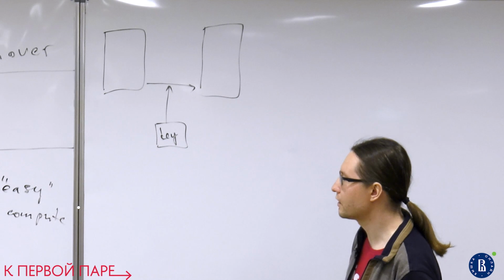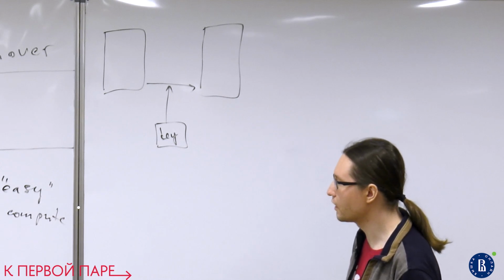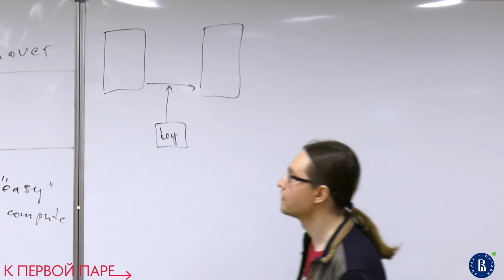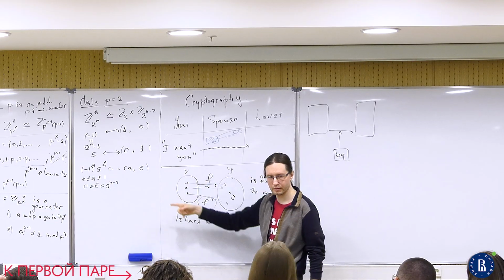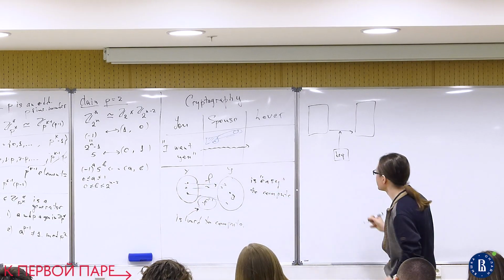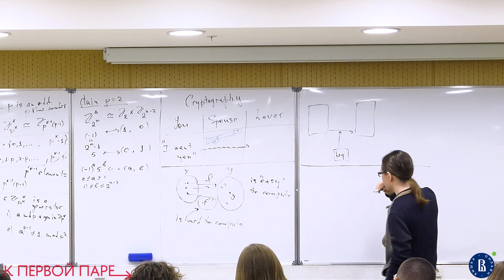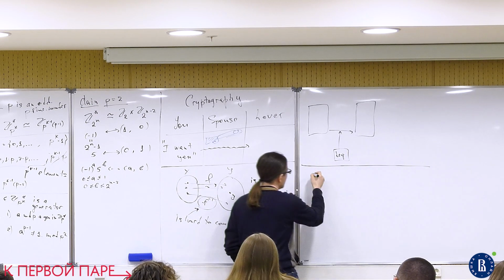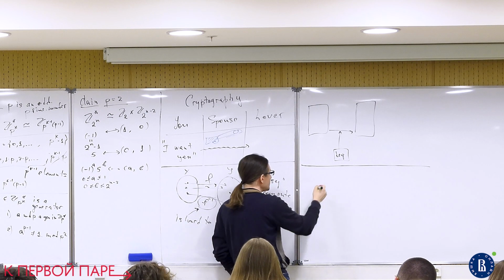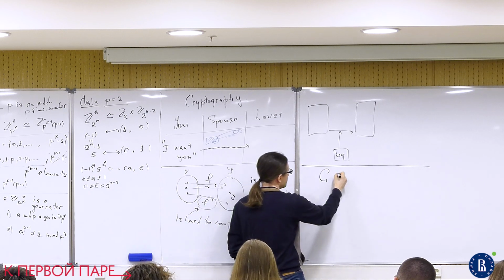Okay, now I want to give you an example of a map with this property. Well, let's start with the discrete logarithm problem. What is this? Suppose we are given the group G.